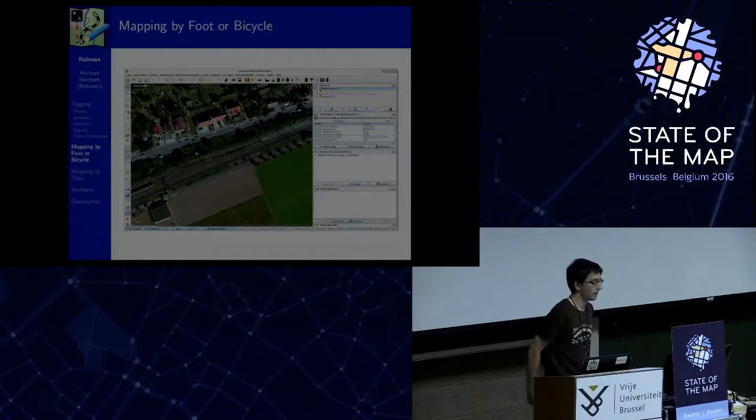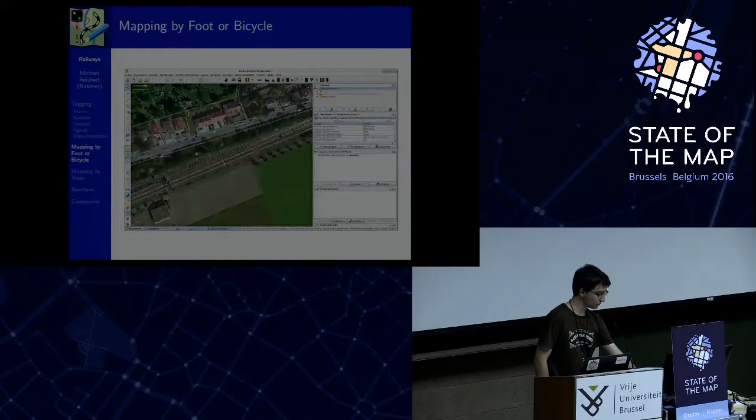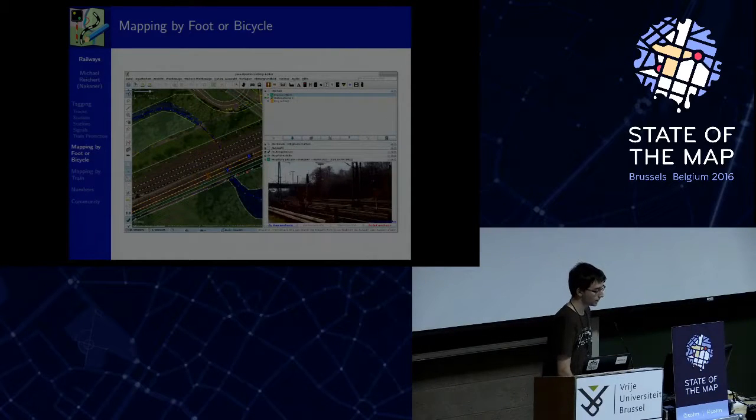If you map by foot or bicycle, I think using GPS waypoints and notes or photos is the best one. This screenshot shows JOSM with a railway line, a parallel agricultural track, and a few waypoints in light green. And I have taken a waypoint at every signal and noted down which signal was at this location and what it can display and what it can show. You can also use Mapillary if you're a Mapillary fan.